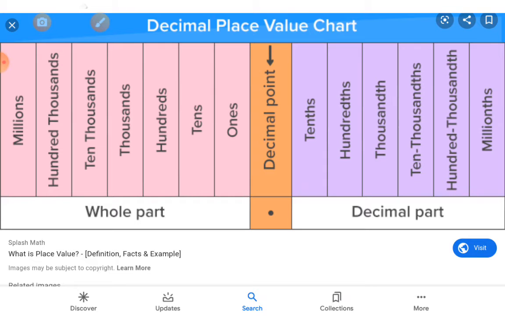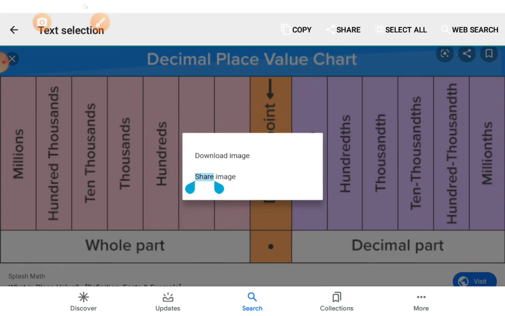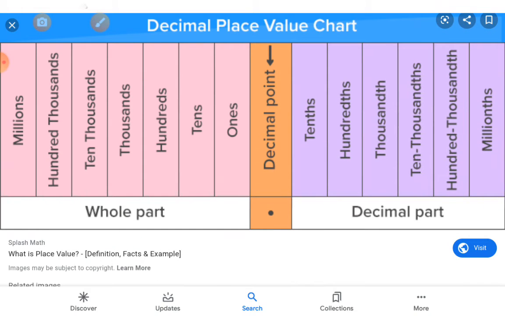As you can see, we have ones, tens, hundreds, thousands, 10,000s, 100,000s, and millions. So that's the whole. There are more than millions and 100,000s, but we're just going to stop at 100,000s. Just to let you know, there are way more than that. Now let's get back to our document.